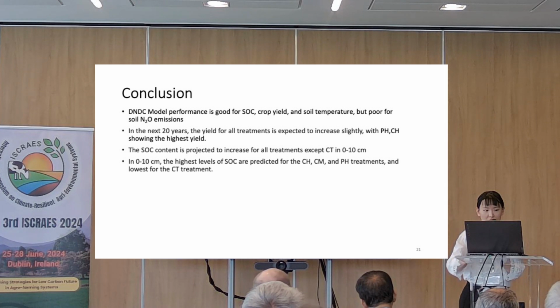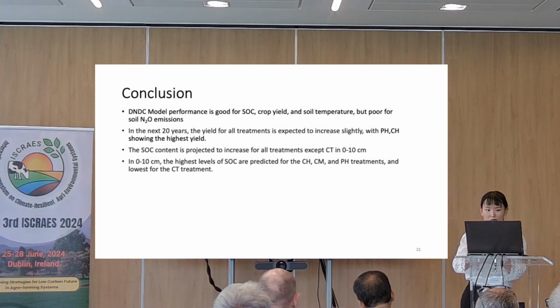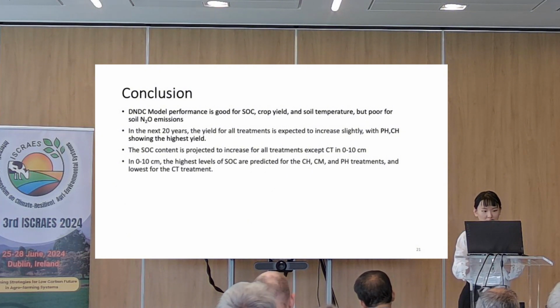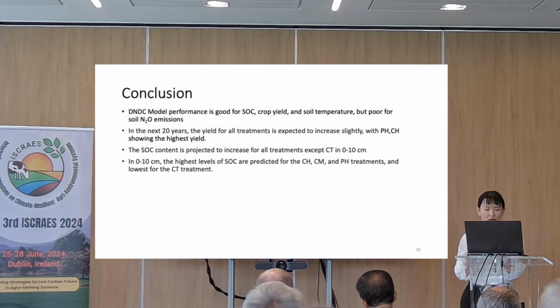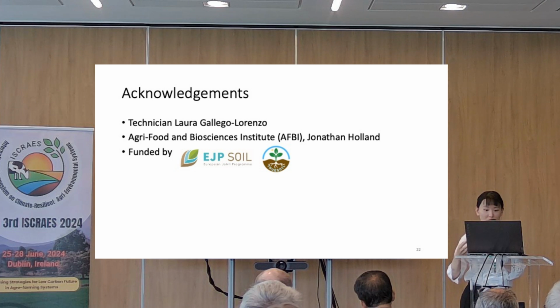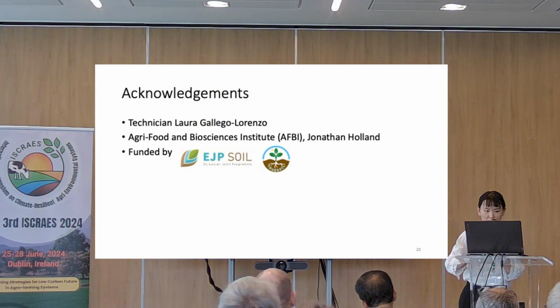The conclusion is this model is good for yield and soil temperature simulation, however poor for N2O emissions. In the next 20 years, the yield is expected to increase slightly, with pig high and cattle high showing the highest yield. SOC content is projected to still increase for all treatments except the control in the top 10 centimeters. In the top 10 centimeters, the highest SOC level is predicted for cattle high, cattle medium, and pig high treatments, but lowest for the control treatment.